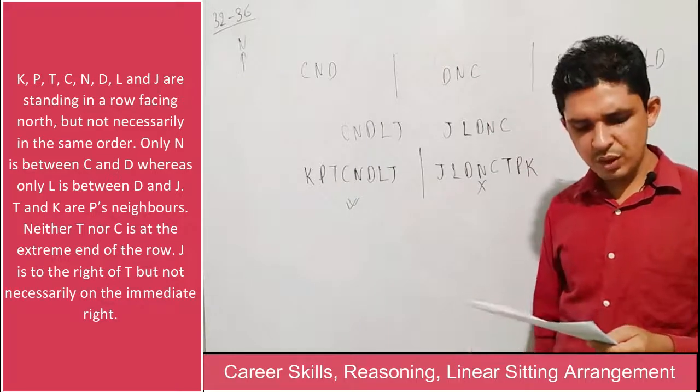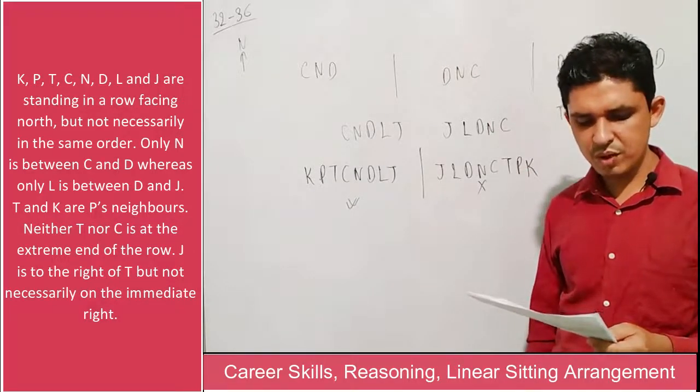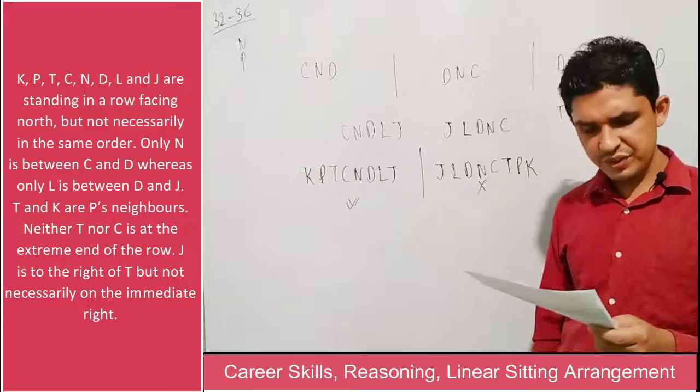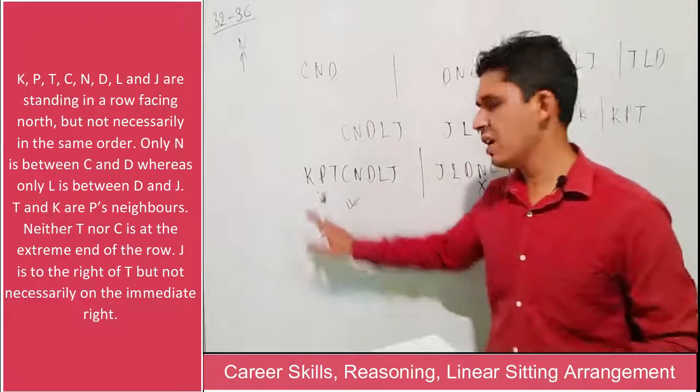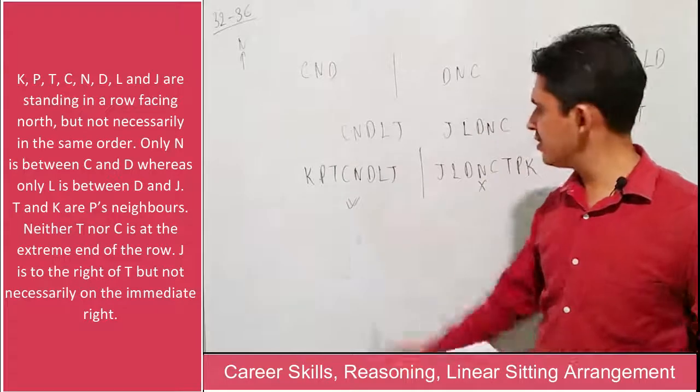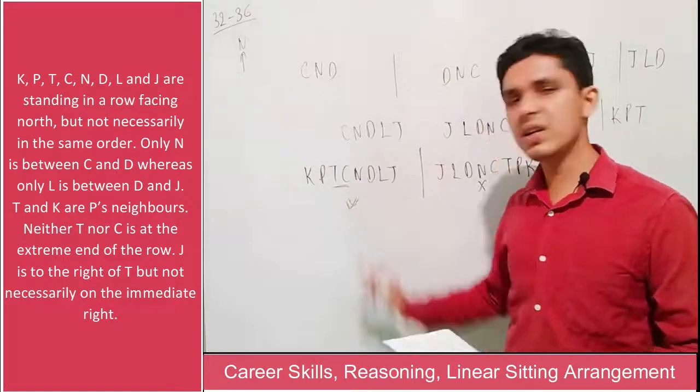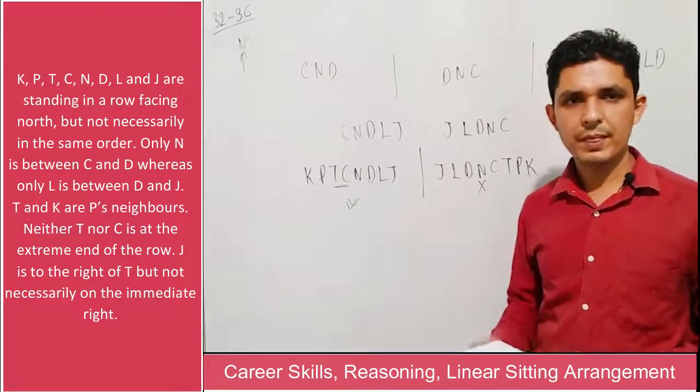If we check available questions, like question number 25, who among the following are neighbors? If we check TK, TK are not neighbors, TC are neighbors. So the answer will be TC, right?